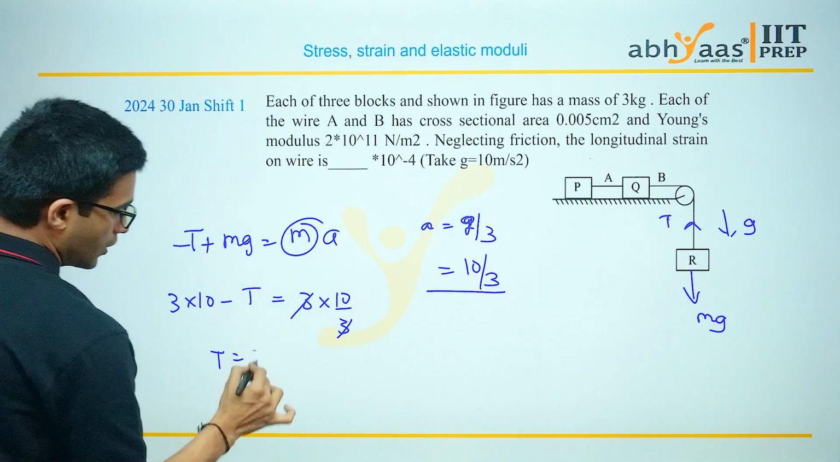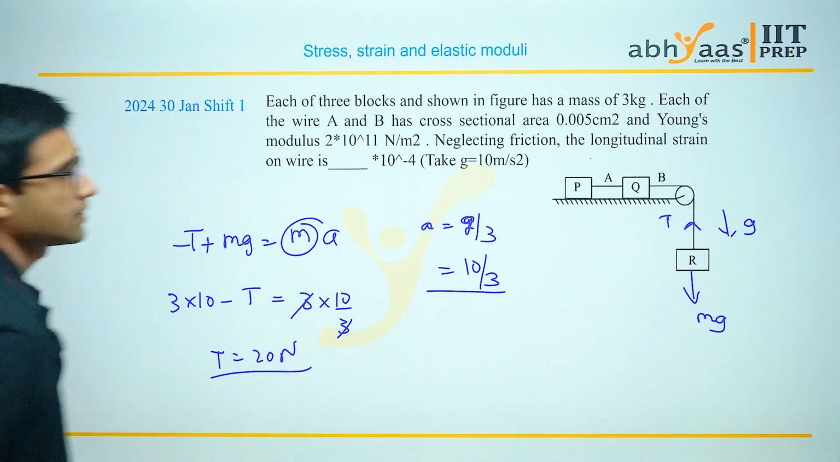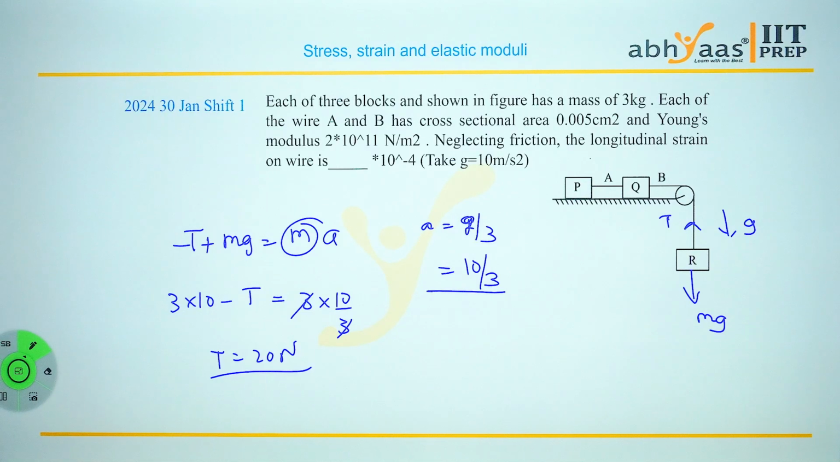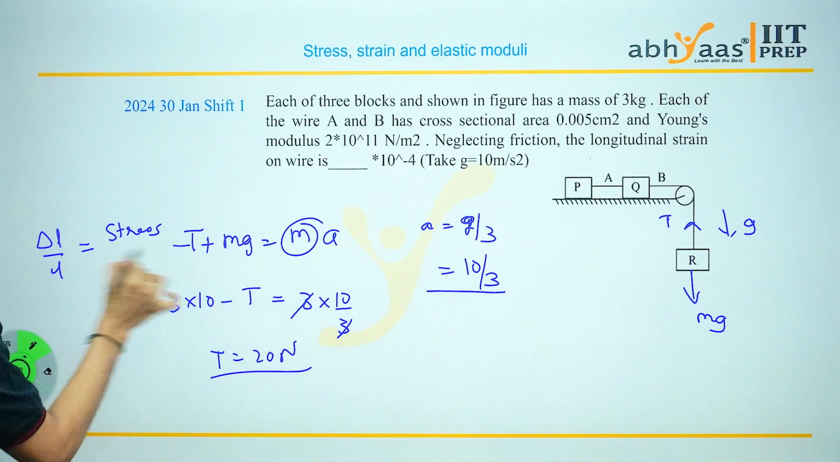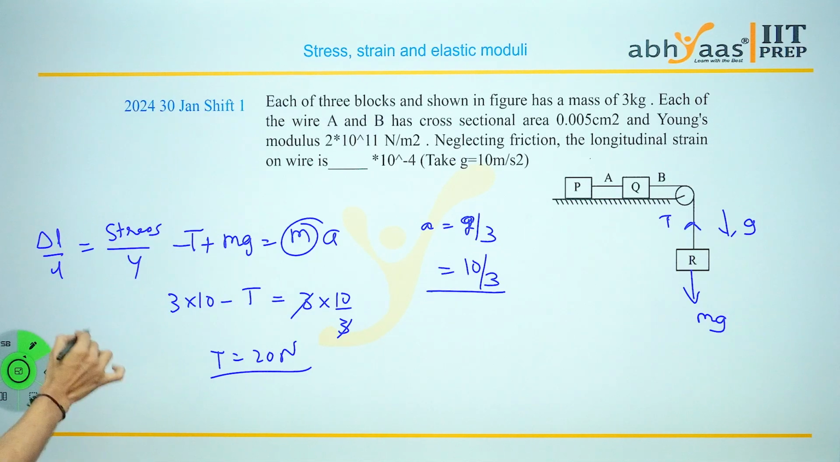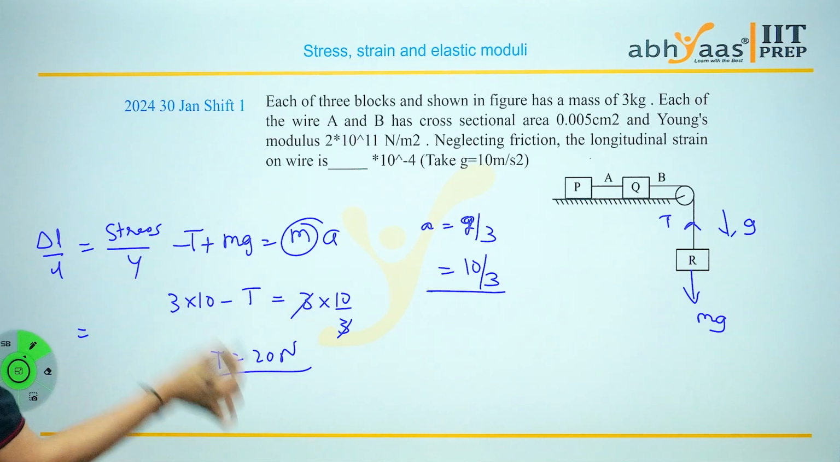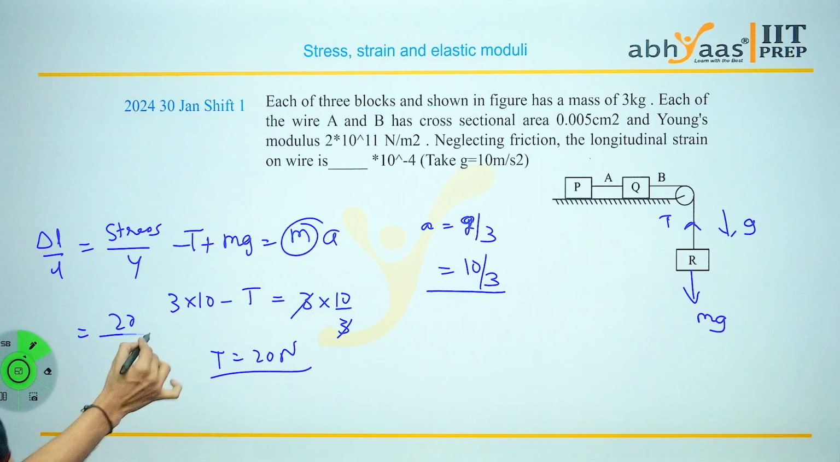So T equal to 20 newtons you will get. What is asked? Longitudinal strain. Longitudinal strain, delta L by L, equals stress by Y. What is stress? Stress is T by A, force per area.